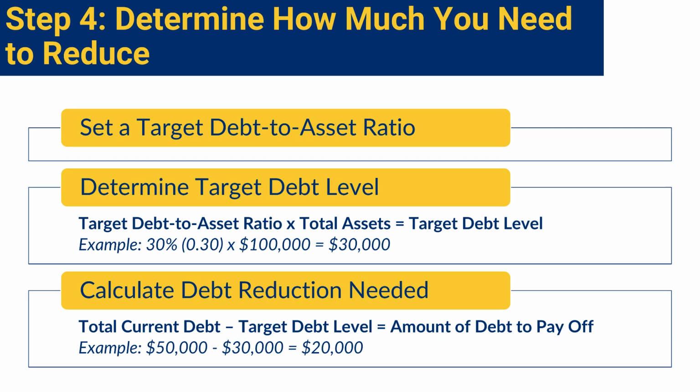3. Calculate debt reduction needed. Next, figure out how much debt you need to get rid of to reach your goal. Total current debt minus target debt level equals amount of debt to pay off. For example, if your current debt is $50,000 and your target debt level is $30,000, then $50,000 minus $30,000 equals $20,000.